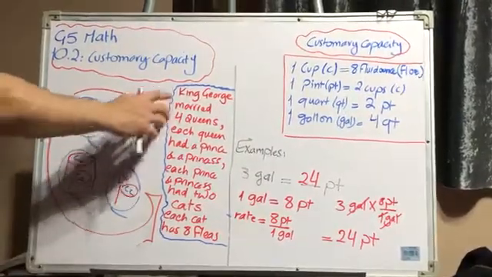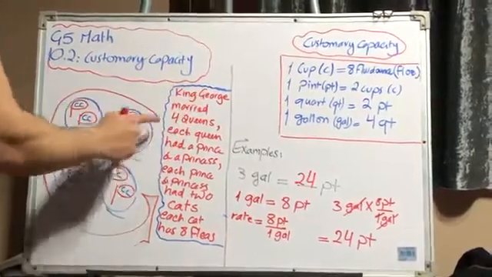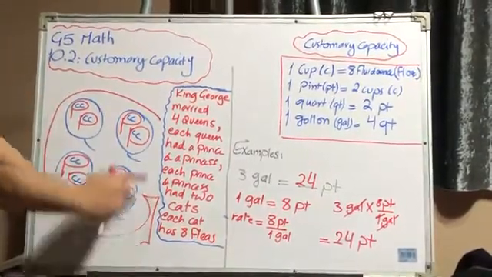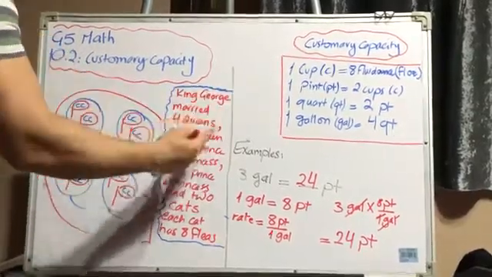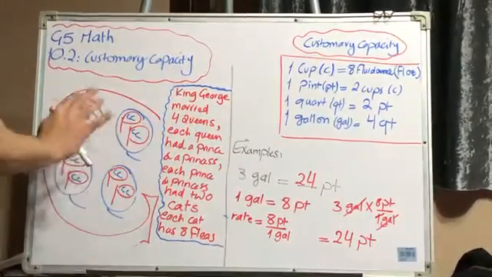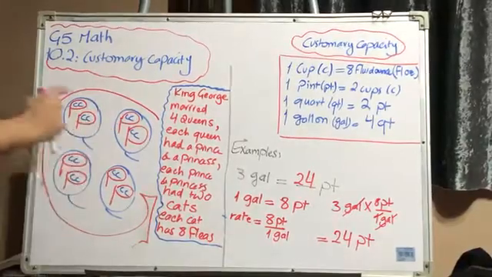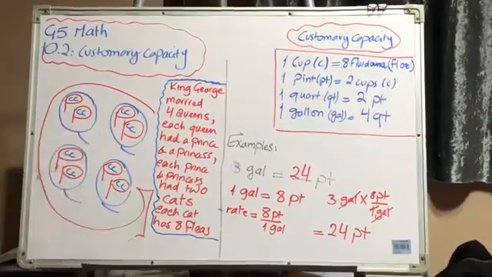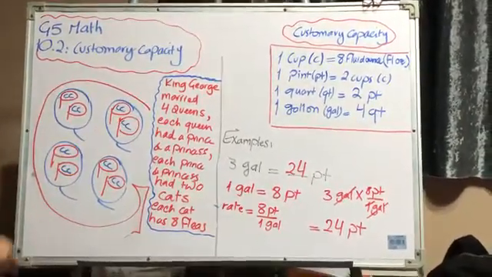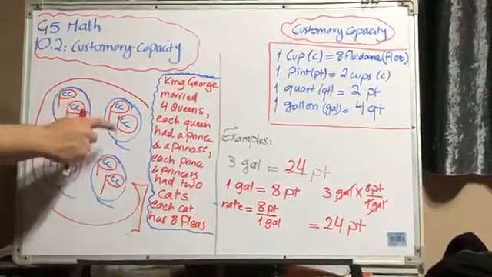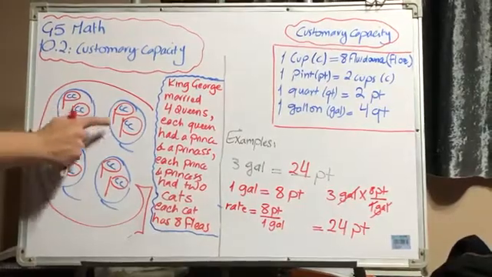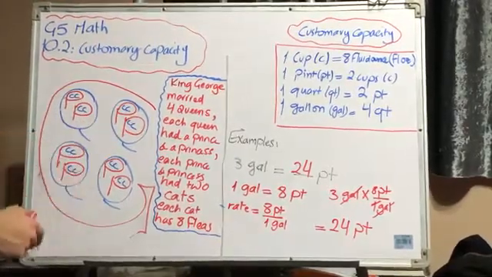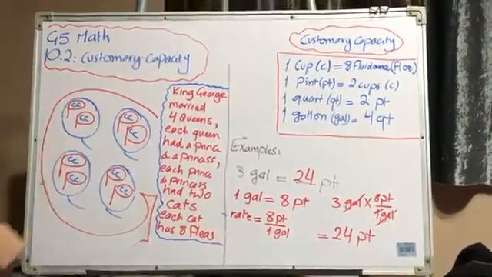Let's take a look at this story. King George, the whole thing, represents the gallon. King George married 4 queens, which represent the quarts. Each queen has a prince and a princess, 2 P's, so the quart has 2 pints in it.